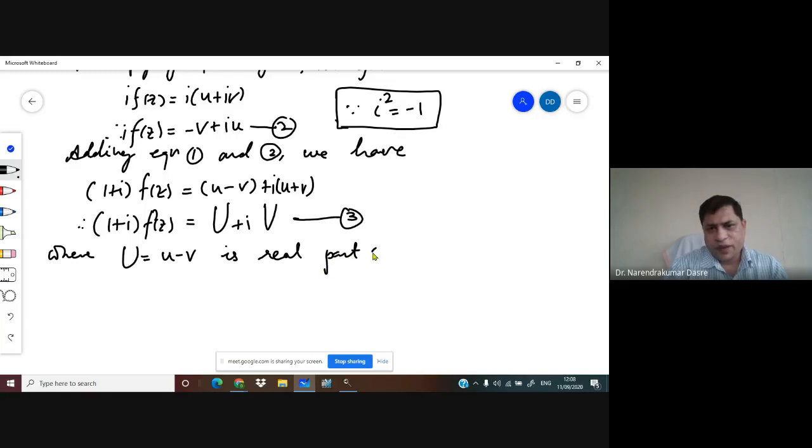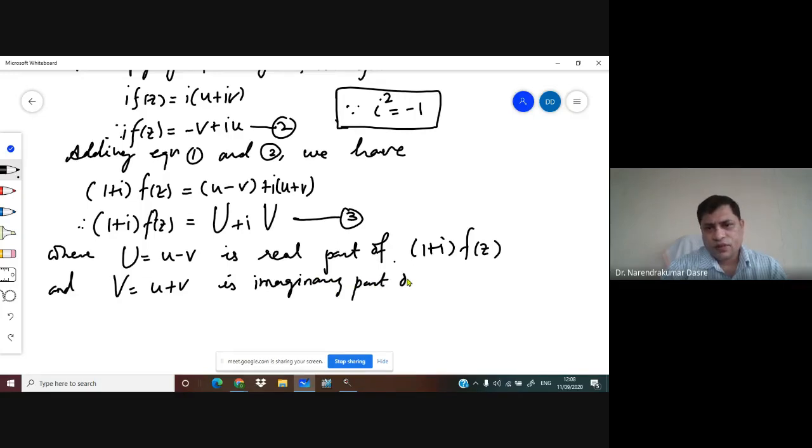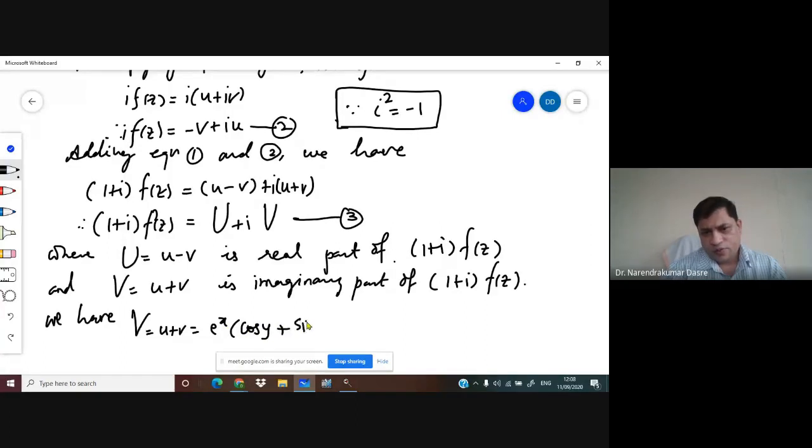Now we multiply, okay. So multiplying equation one by i, we get, so what we are able to get is i f of z is equal to i times u plus iv. So I'll write i times f of z is equal to minus v plus iu, where i square is equal to minus 1. So this is equation 2.